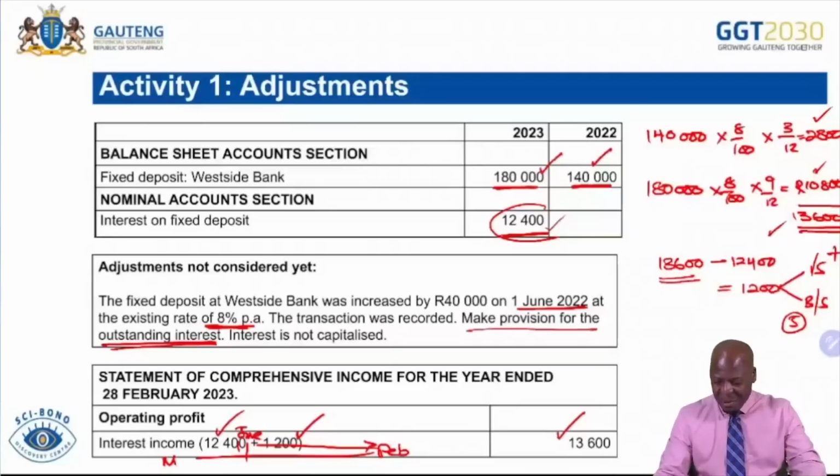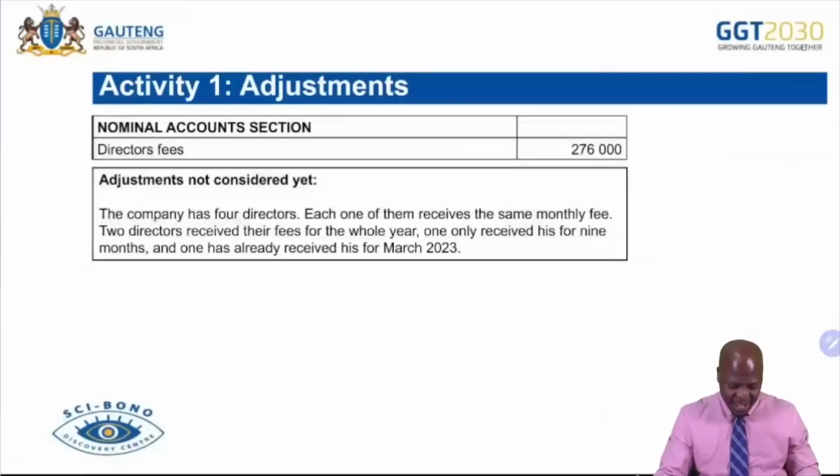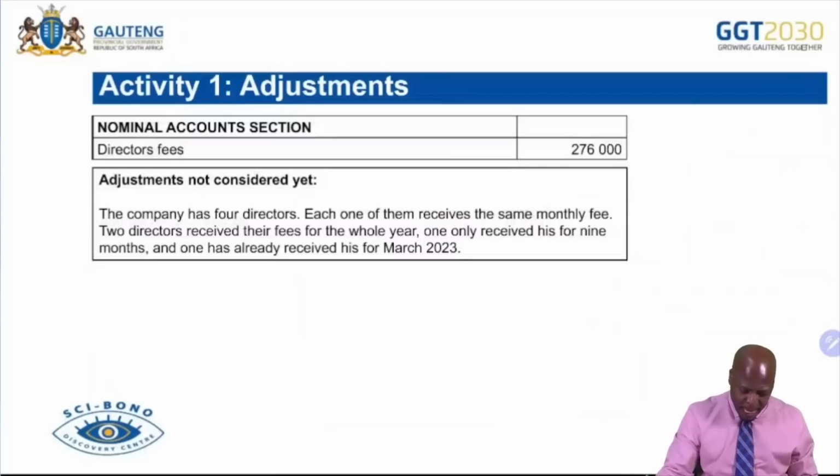All right. Let's see if we can move on to the next adjustment. The next adjustment reads, director's fees. I know you love this one. Let's see if we can do this one together again. Director's fees. The company has 4 directors.